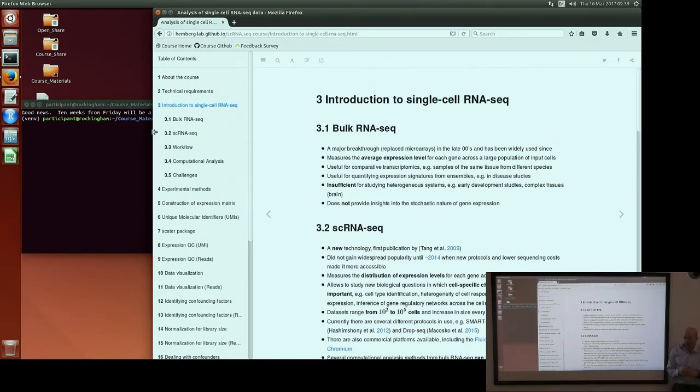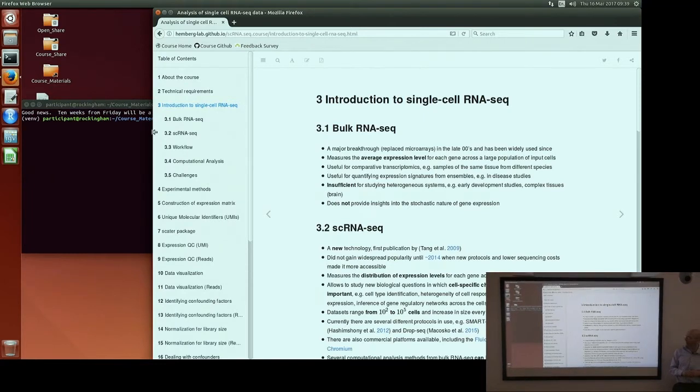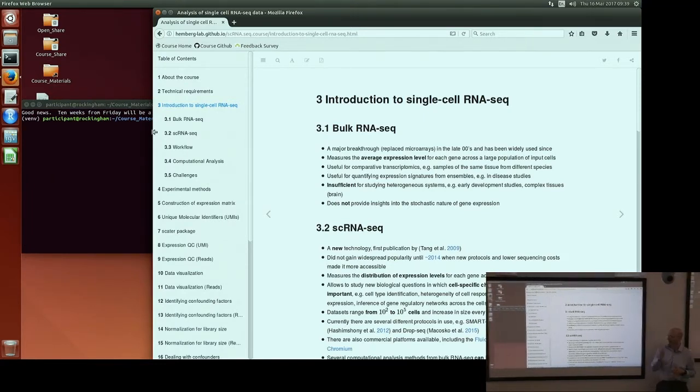Now there has been a lot of technological development, and actually already in 2009, the first paper where the authors were able to improve the protocol to such an extent that they could work with the RNA which was obtained from only an individual cell. It was published in 2009, actually by the Surani lab here in Cambridge.